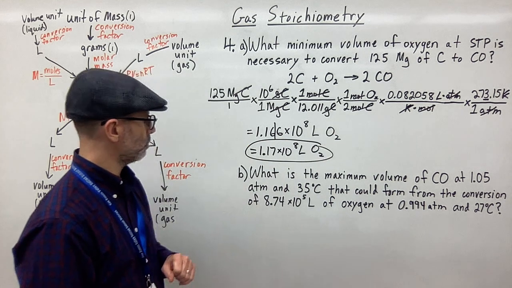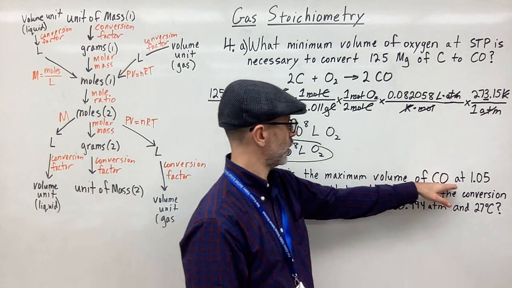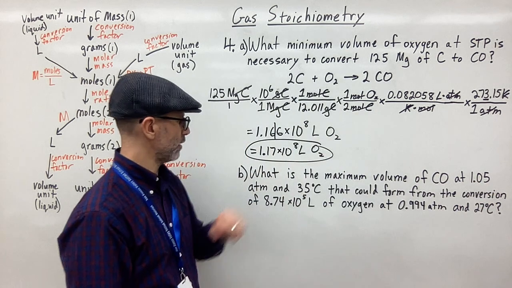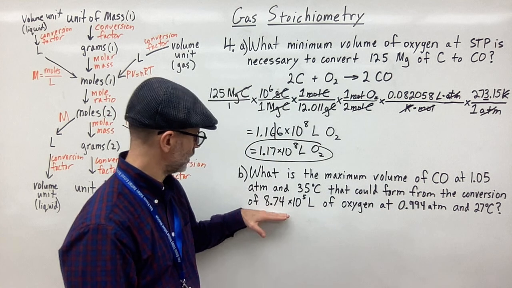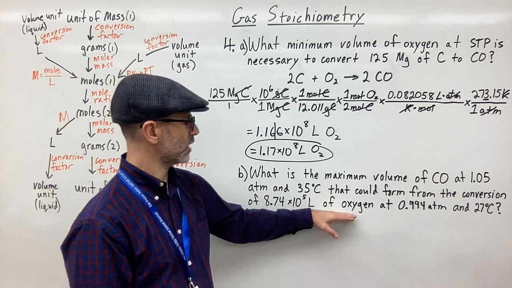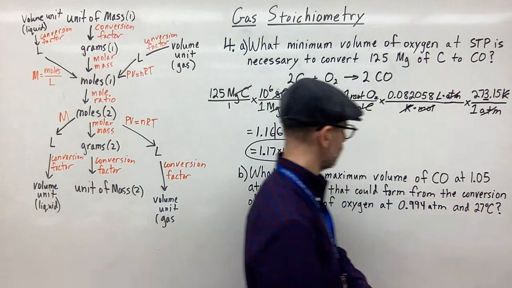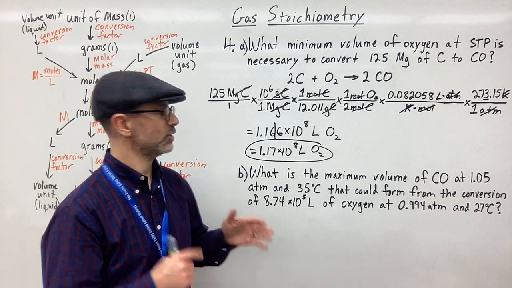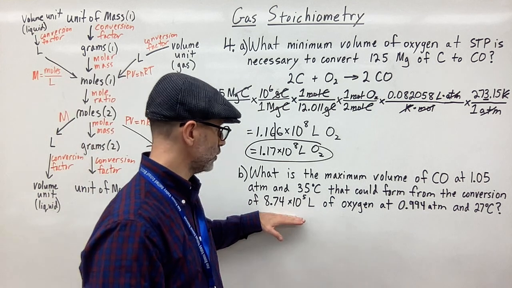What about part B? What is the maximum volume of CO at 1.05 atmospheres and 35 degrees Celsius that could form from the conversion of this many liters of oxygen at this atmosphere and this temperature? Okay, so we're going from gas to gas. We're going from a given amount of oxygen.